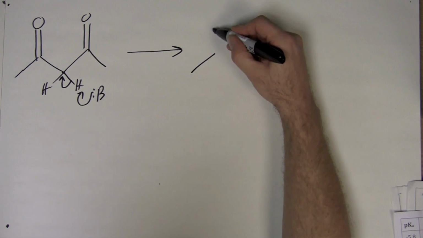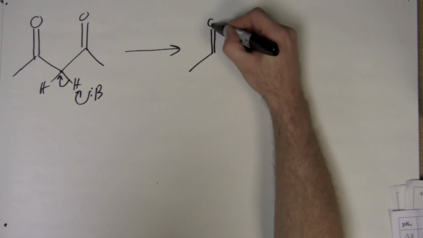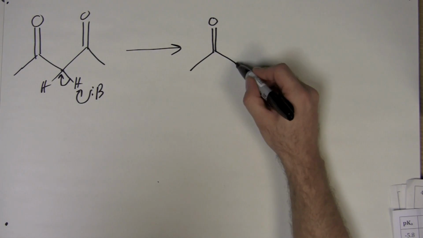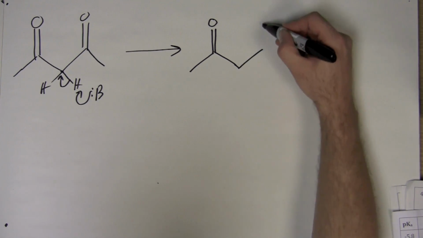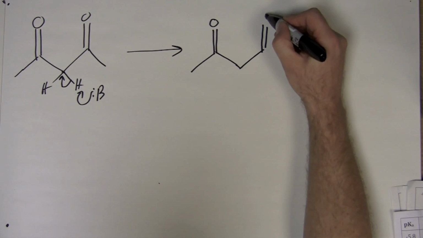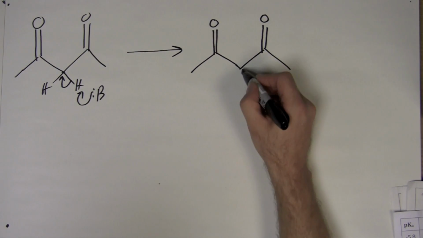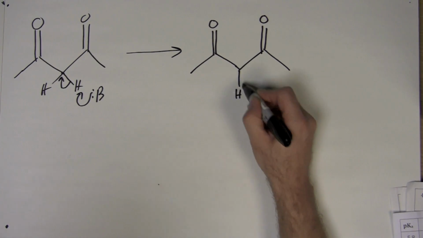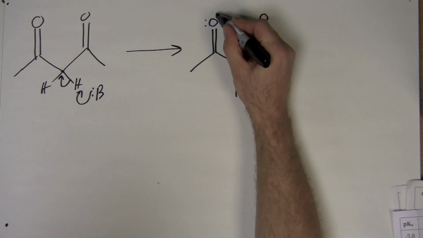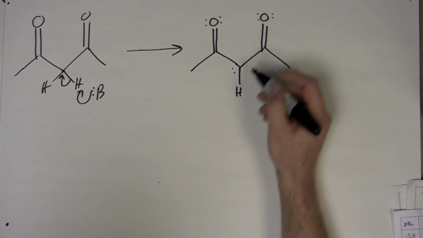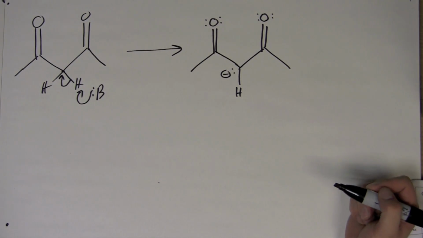We use a single-headed arrow to show a chemical reaction, but we use a double-headed arrow to show a resonance structure. We always show all electrons and formal charges.